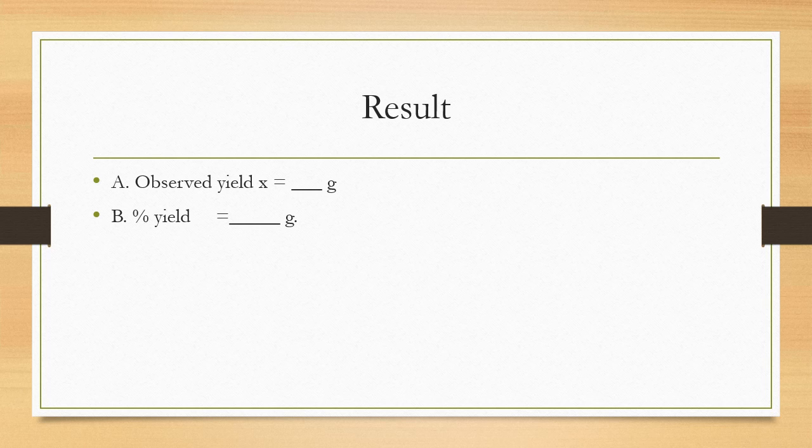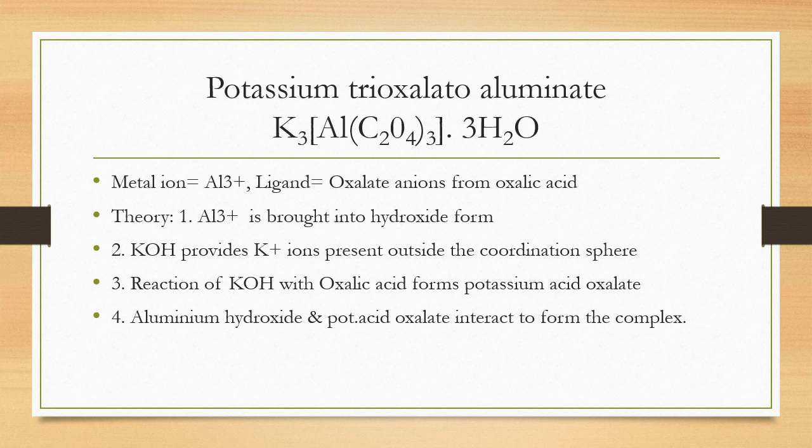And finally, result. Coming to the third preparation, potassium trioxalato-aluminate. Now here it is also known as potassium trioxalato-aluminate trihydrate, because it is always associated with 3 water molecules. Here again the metal ion is aluminium and it is in trivalent state, that is 3 plus. The ligands are oxalate anions from oxalic acid.